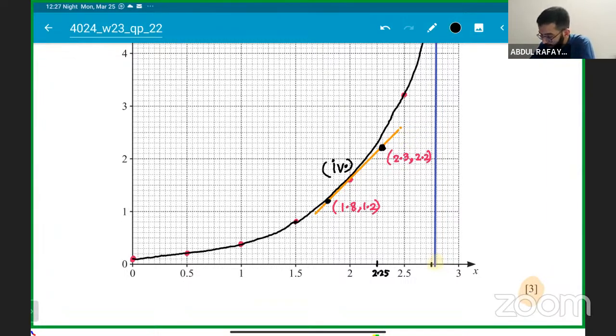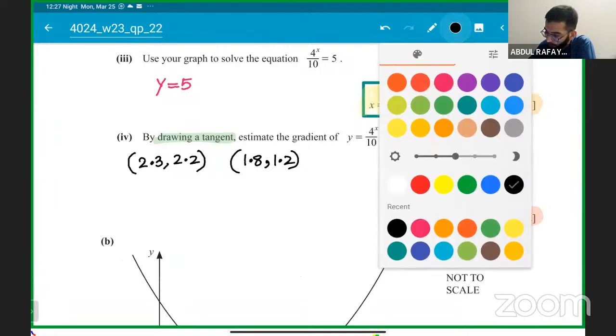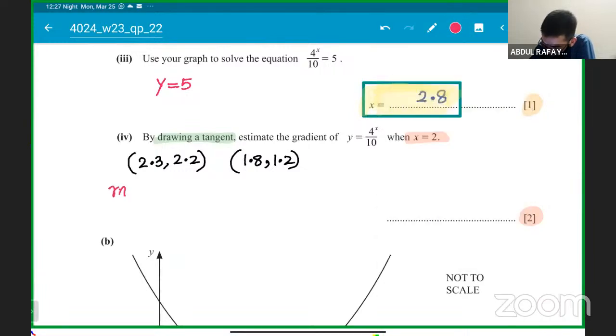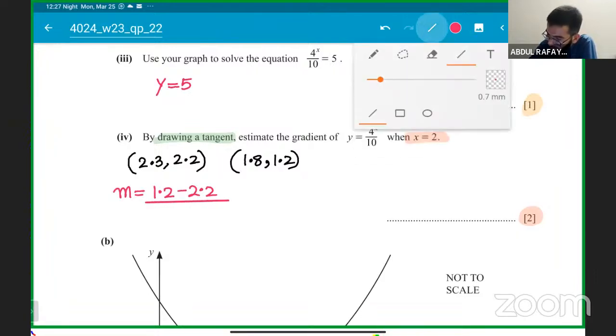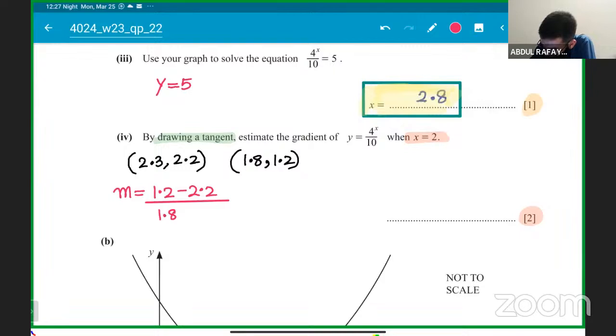x is 1.8, y is 1.2. So here we go. The gradient will be y2 minus y1 divided by x2 minus x1. So 1.2 minus 2.2 divided by 1.8 minus 2.3.